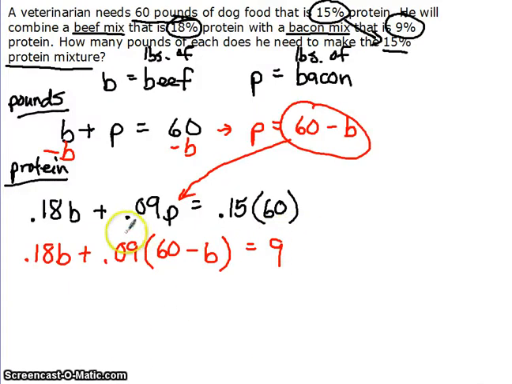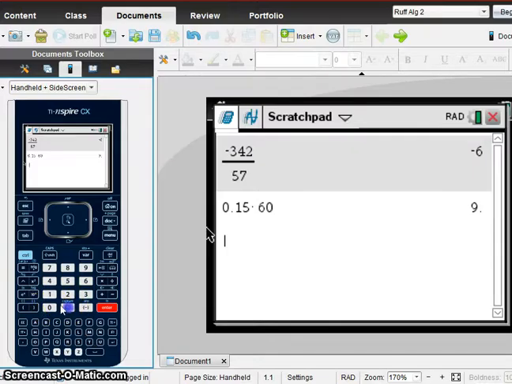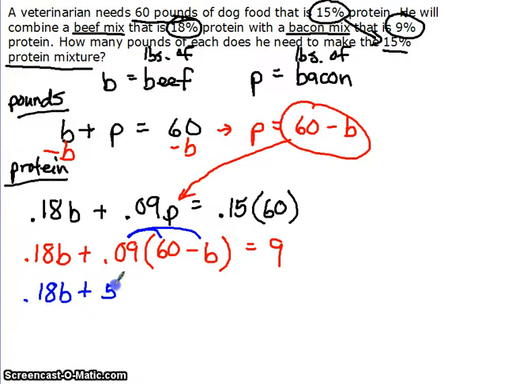All right, whole number. That's nice. All right, next I'm going to distribute the 0.09. 0.18B plus, all right, 0.09 times 60. Let's see what that gets us. 0.09 times 60 is 5.4. Not a whole number, but not a crazy decimal. And then minus 0.09B equals 9. All right, I'm going to combine like terms. So I see this as an 18 minus 9. 18 minus 9 is 9. So 0.09 in this case.